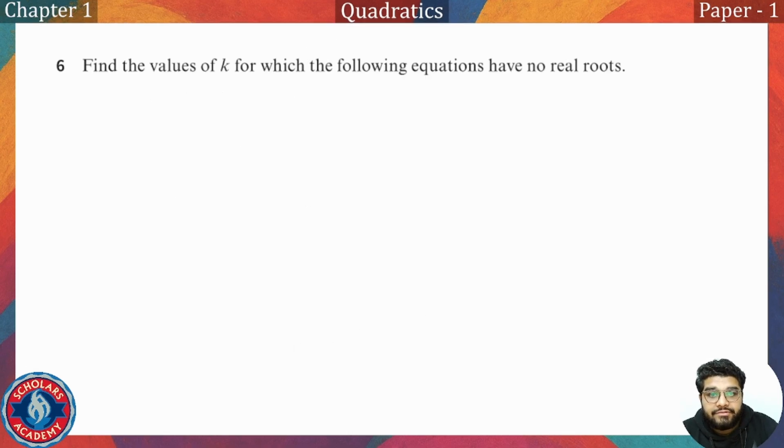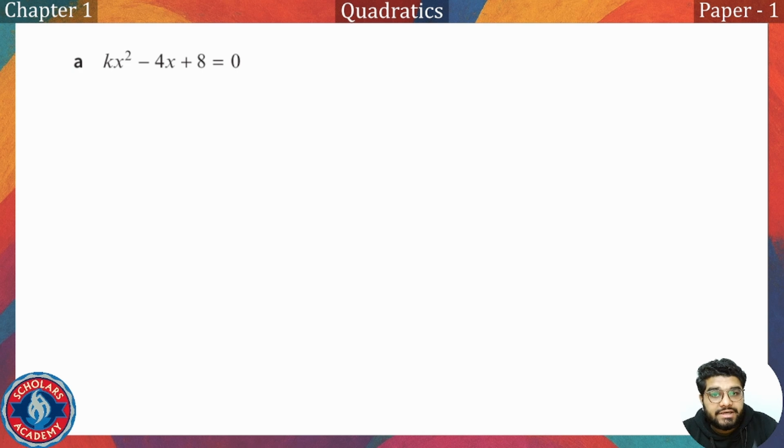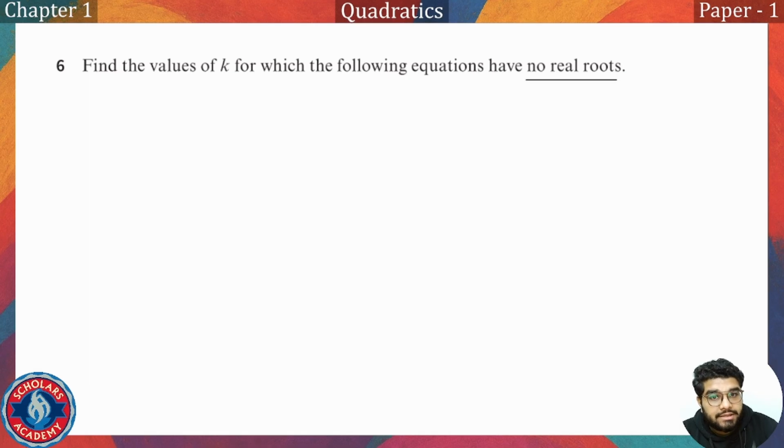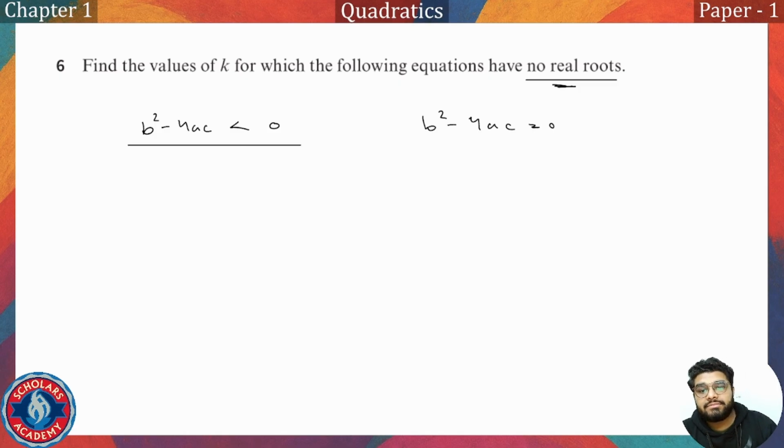Find the value of k for which the following equations have no real roots. So we need to find the value of k for which the equation has no real roots. No real roots means the discriminant b square minus 4ac should be less than 0. If b square minus 4ac is equal to 0, this will give us two equal real roots. But no real root means the discriminant should be less than 0.